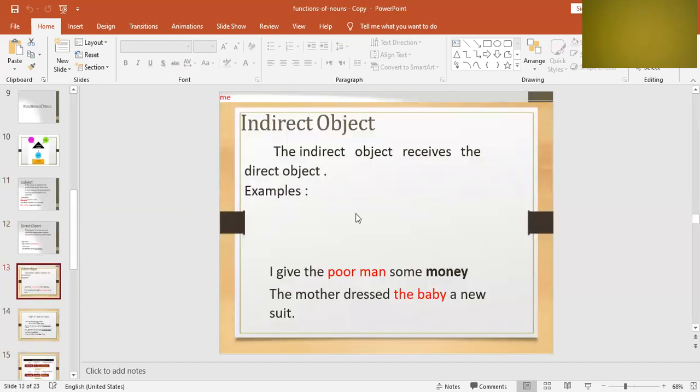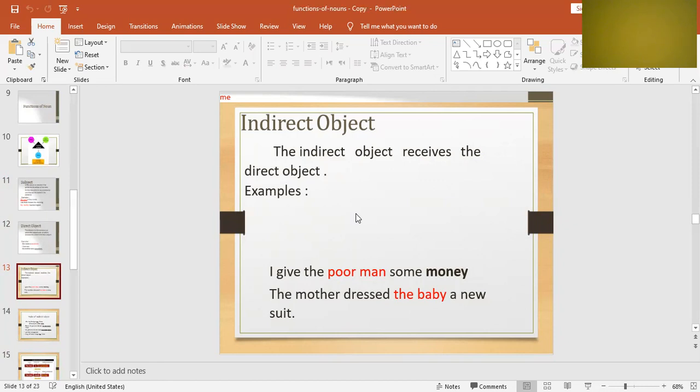Indirect object. Sometimes some transitive verbs take only one object. They have only one object. And sometimes transitive verbs also have two objects, and sometimes intransitive verbs don't have objects. When I say he's sitting on the chair, it does not have an object. On the chair is a prepositional phrase. So it's not a direct object, not an indirect object.